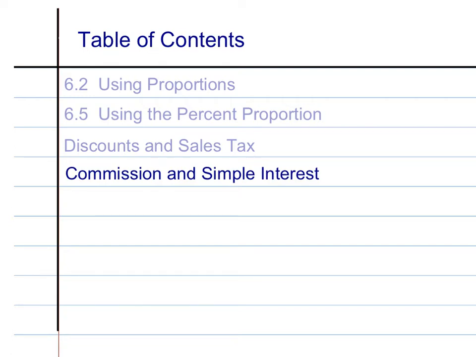All right, for the last lesson of Chapter 6, we are going to talk about something called commission and simple interest. So in your table of contents, you can go ahead and put today's date, and we will get started.